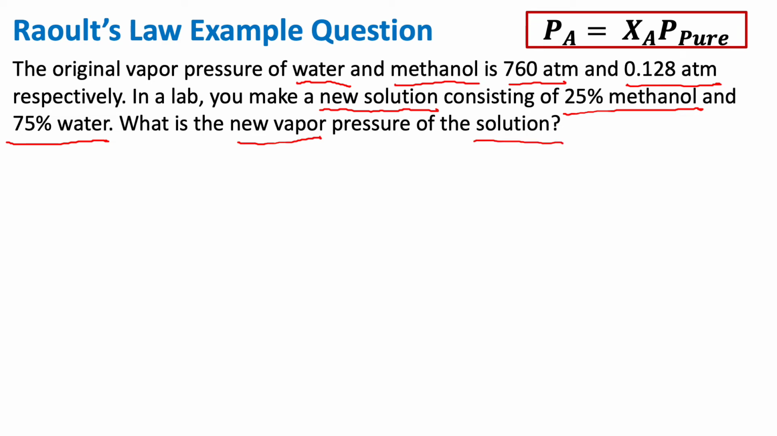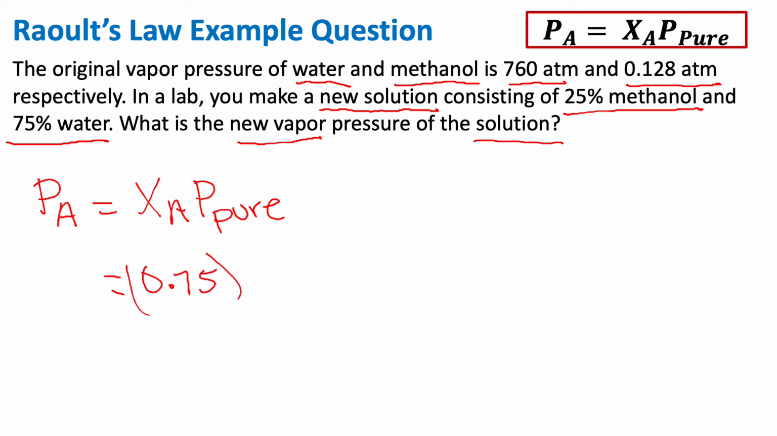So let's start off by determining the vapor pressure of the water. Now this value is going to be the same as the previous page, but we'll do it once again just so we know what we're doing. So XA times P pure. Now recall that XA, the percentage of solvent in the previous question, was 0.75, and we multiplied that by P pure. So if P pure for water is 760 ATM, we got the value of 570. So this is PA of water.